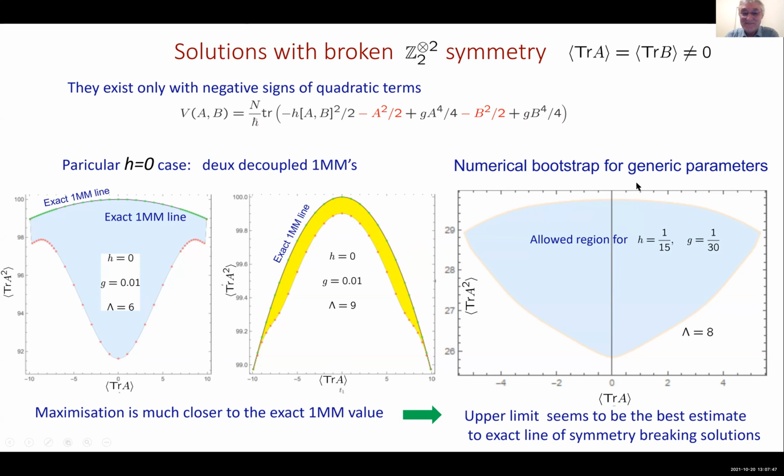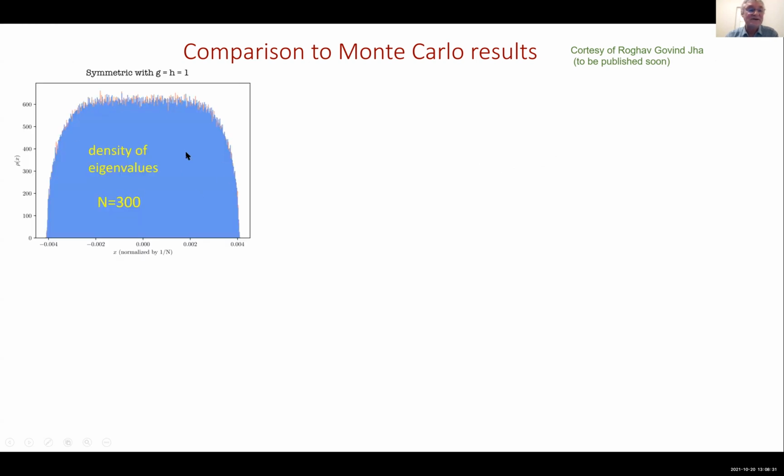Okay, and then finally, the last transparency before the conclusion: the comparison to Monte Carlo. The results of Monte Carlo were reported to me by Rogav Govind Ya, probably a PhD student or postdoc, I'm not sure, at Perimeter, and will be published soon. He simply did the Monte Carlo with the same model and with our parameters, which was very helpful for comparison. And he kindly agreed that I show these results before he publishes them. So in the Monte Carlo procedure, he found the density, say in the symmetric, unbroken phase for G and H equal to 1.